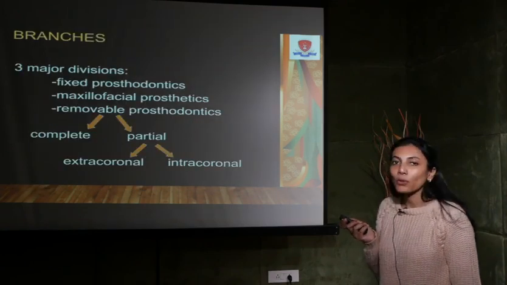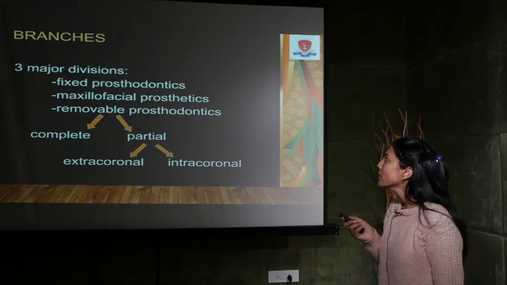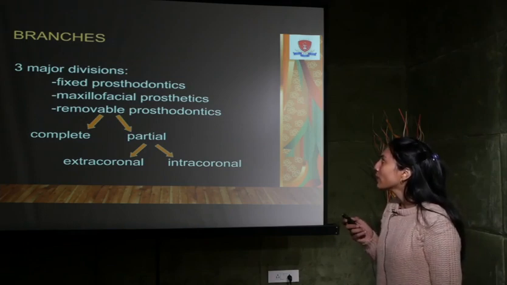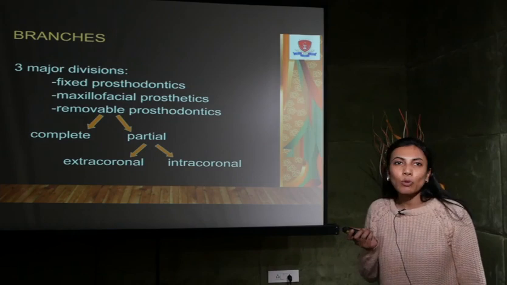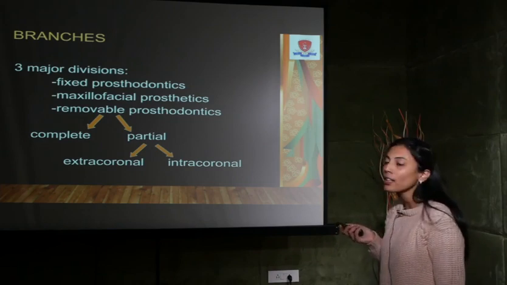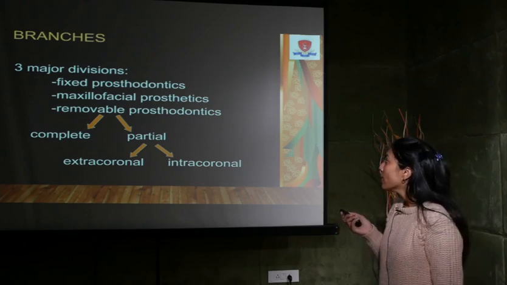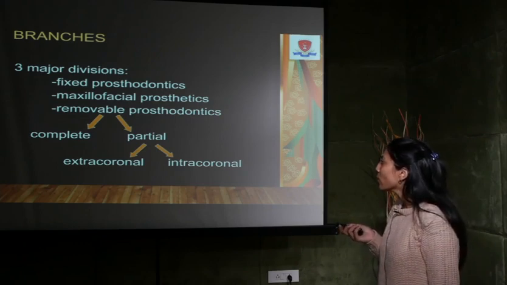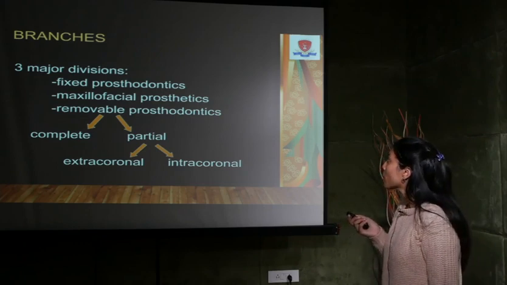What are the branches of prosthodontics? There are three major divisions: fixed prosthodontics, maxillofacial prosthodontics and removable prosthodontics. In removable prosthodontics, there is complete or partial prosthodontics. In partial, there is extracoronal or intracoronal removable prosthesis.